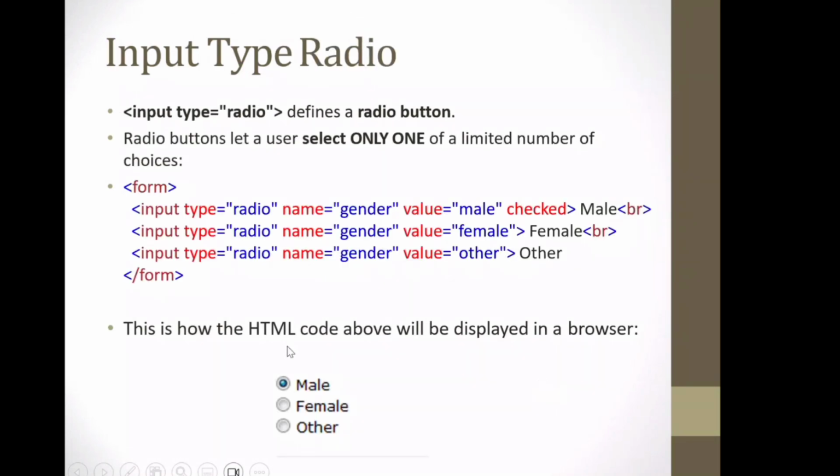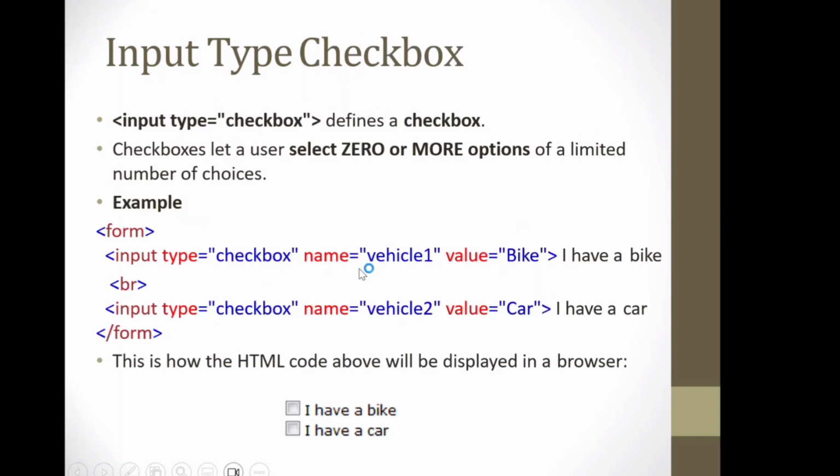Okay, then radio button. So see, one speciality of a radio button: if we have multiple radio buttons, we can select only one, right? So see, we have three radio buttons, so we have three input fields. Type is equal to radio, type is equal to radio, type is equal to radio. Name is equal to gender. All three have been given the same name because only one radio button will be selected, right?